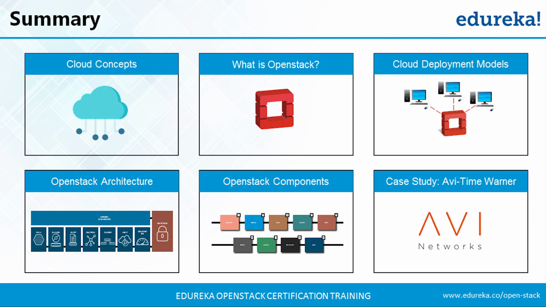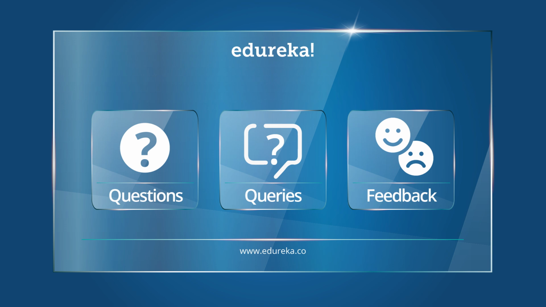And so that was it. We have learned the different cloud concepts. We've learned what is infrastructure as a service, platform as a service, software as a service. We have learned what is OpenStack and the different cloud deployment models that can be used to deploy OpenStack. We have seen the OpenStack architecture, the different OpenStack components and services, and in the end we have also seen a case study of RV Networks and how RV Networks helped Time Warner Cable to solve their problems using OpenStack Cloud.